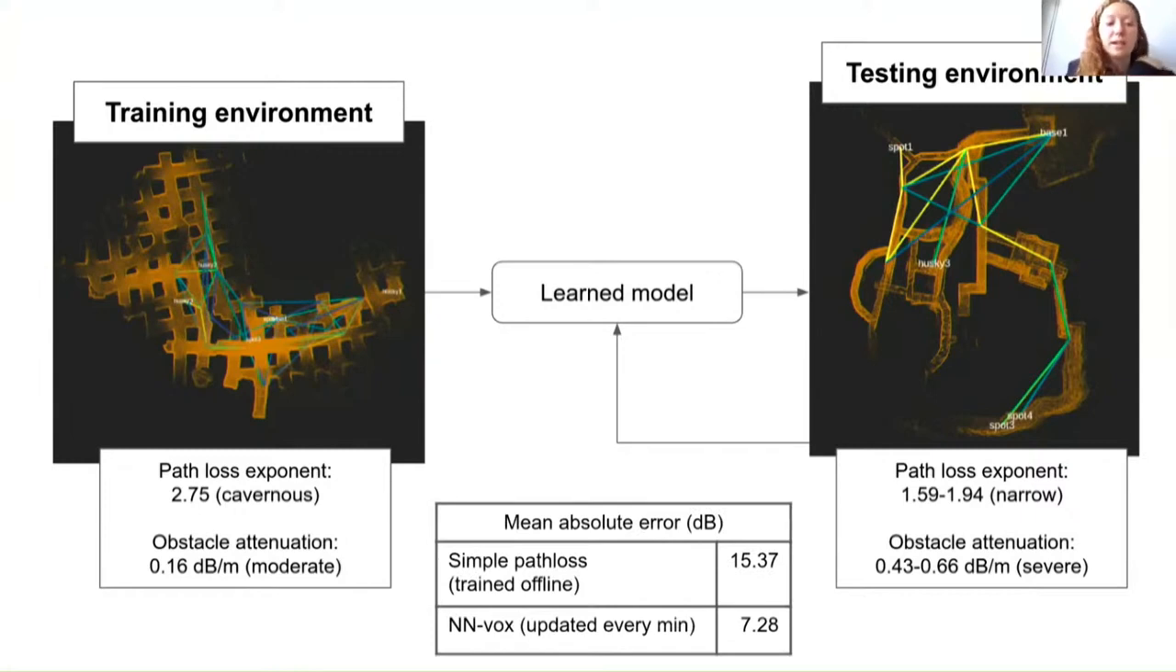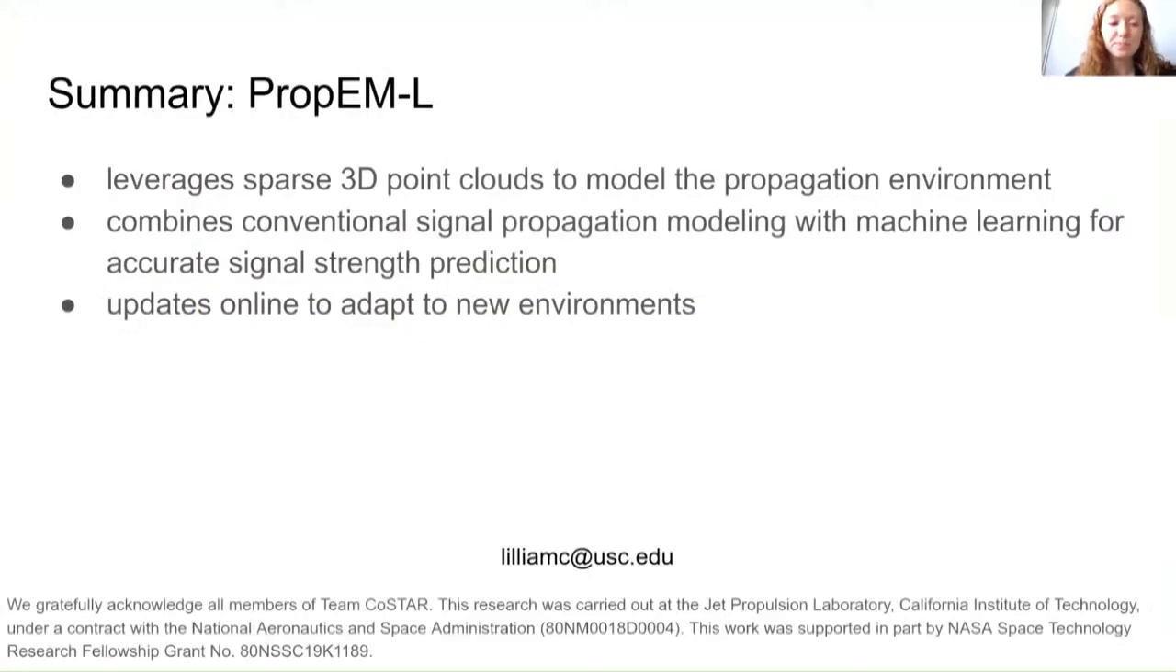Relative to the baseline trained offline, our best performing neural network cuts the mean absolute error in half over the course of 1 hour of exploration with 6 robots. Additional results and discussion are included in the paper.